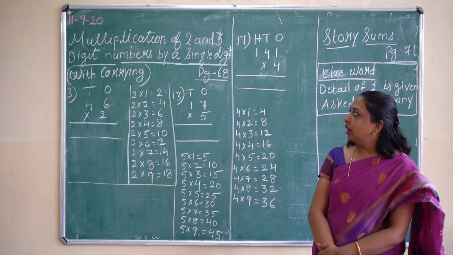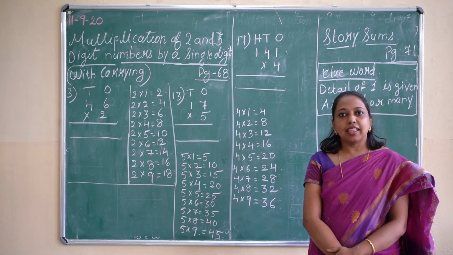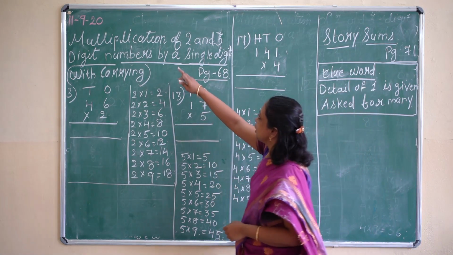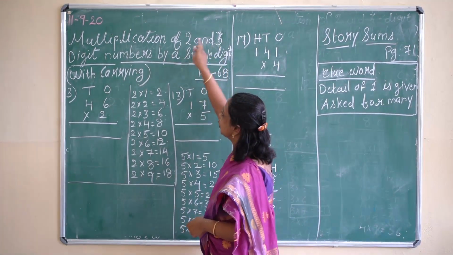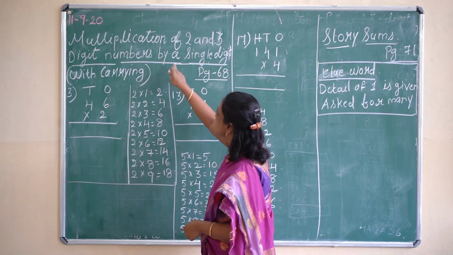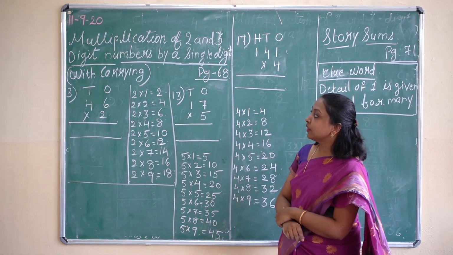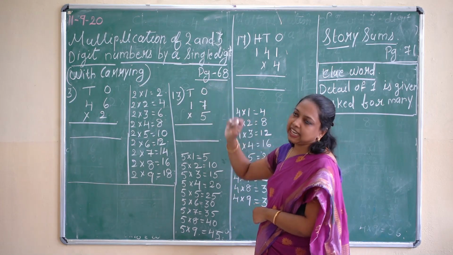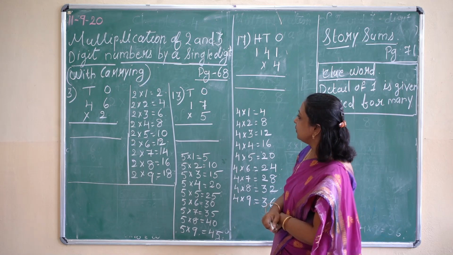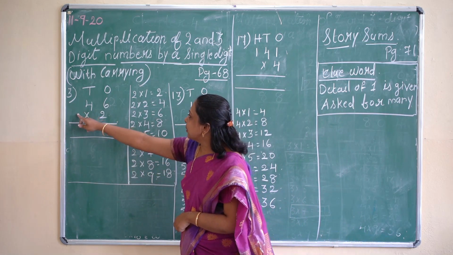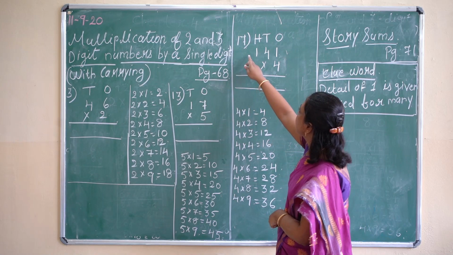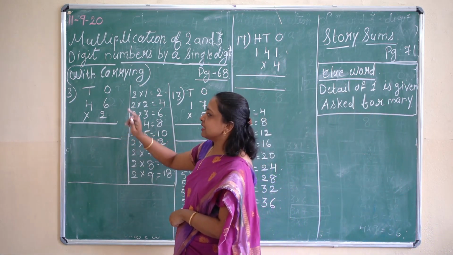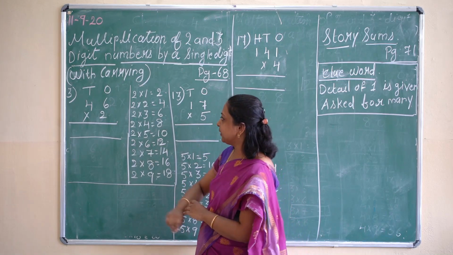Okay. Now let's start the next topic. It is very important. Multiplication of 2 and 3 digit numbers by a single digit with carrying. It is on page number 68. We can solve 3 questions: question number 3, 30 and 70. Okay. Now let's start. Question number 3.